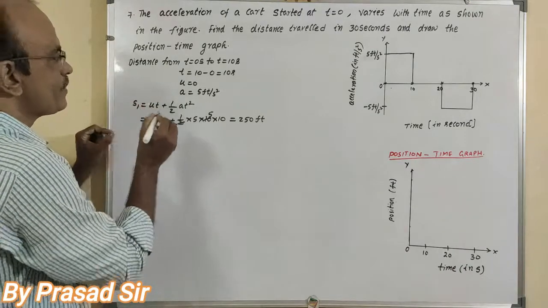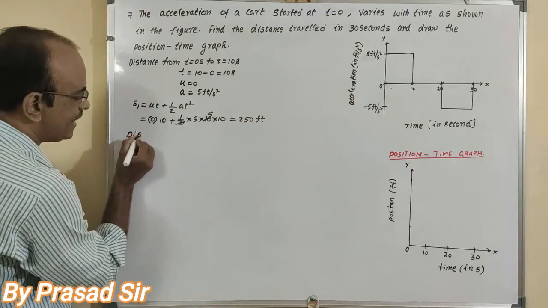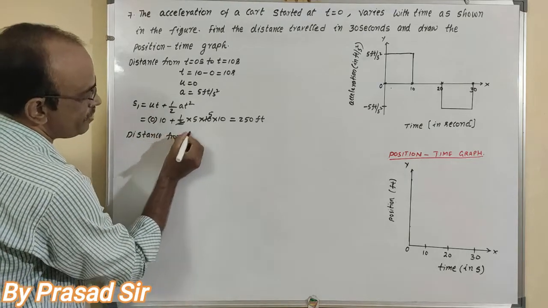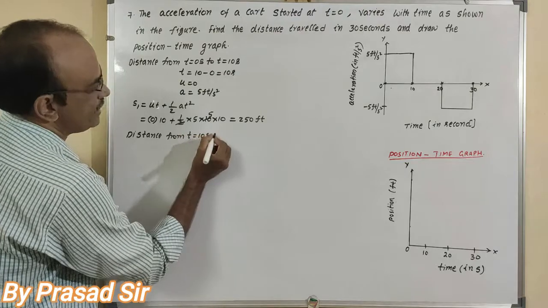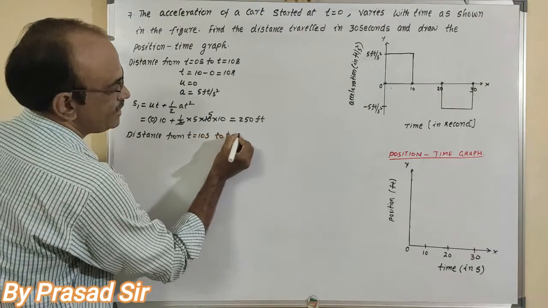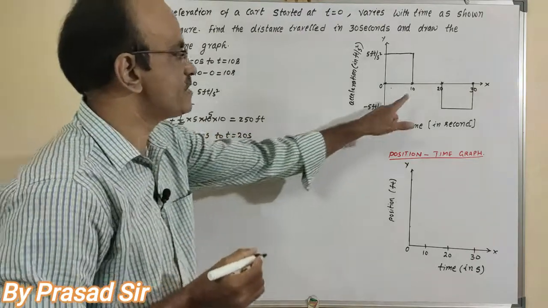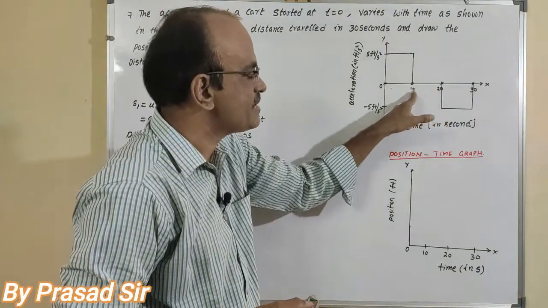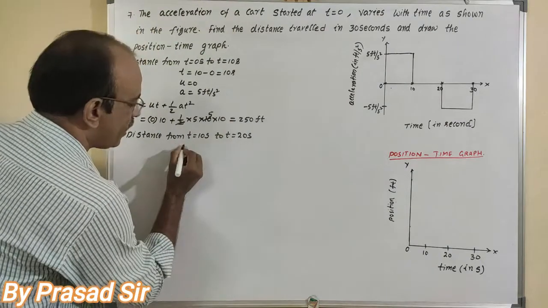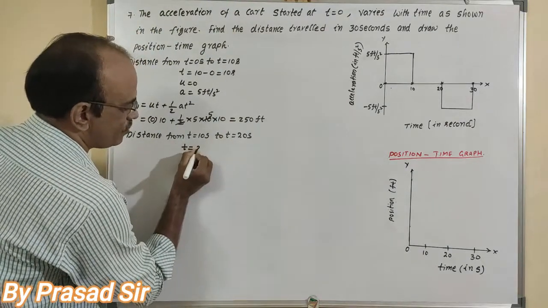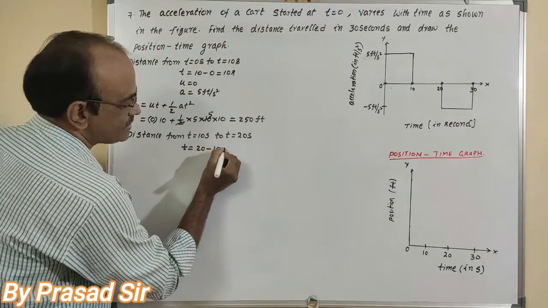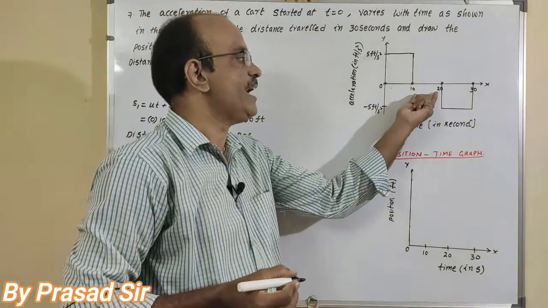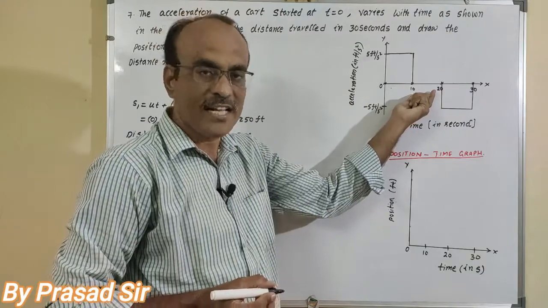Now I want to calculate the distance from t equal to 10 seconds to t equal to 20 seconds. From 10 to 20, first of all I will take the time t equal to 20 minus 10, equal to 10 seconds. The time interval between 10 and 20 is 10 seconds.